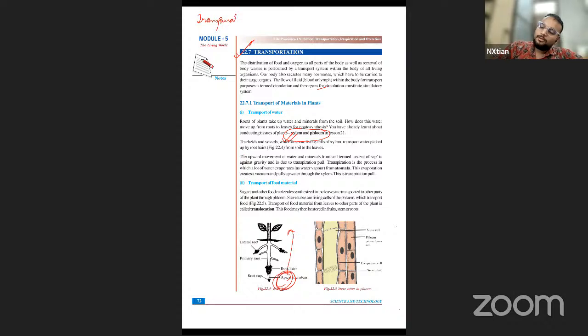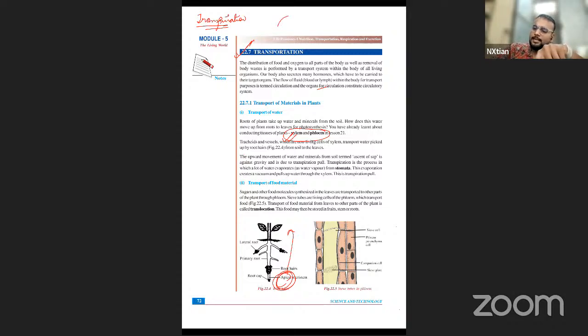Do you know the meaning of transpiration? Anybody knows? Yeah, Hannah knows. Joshua knows. What do you mean by transpiration? Yes or no? You know, Joshua. Okay. Jahan, do you know the meaning of transpiration? No?